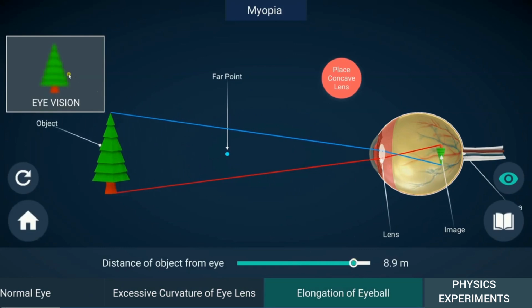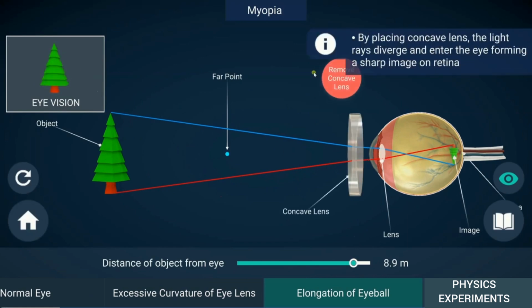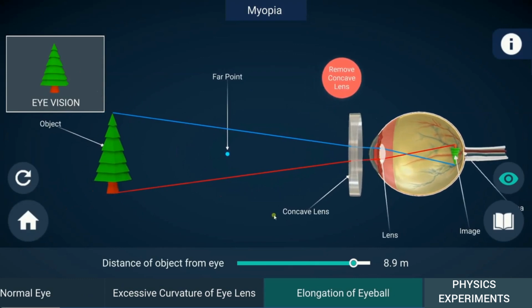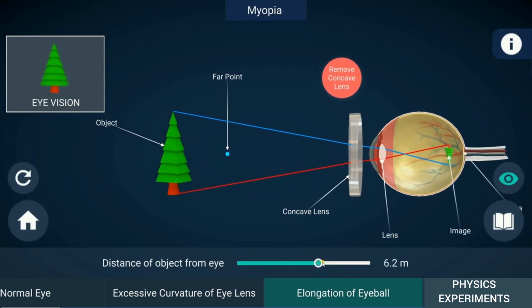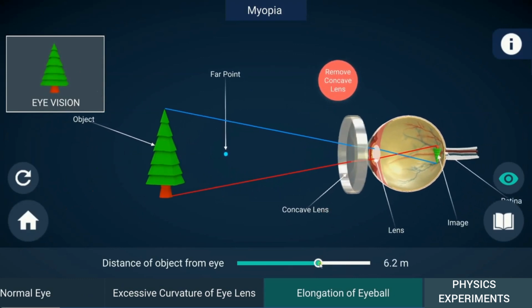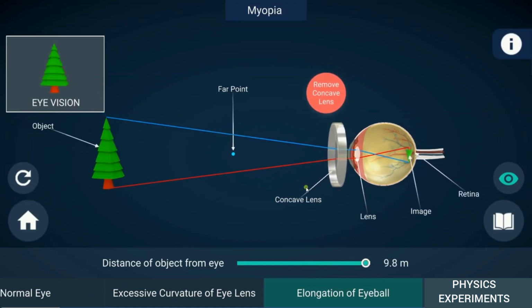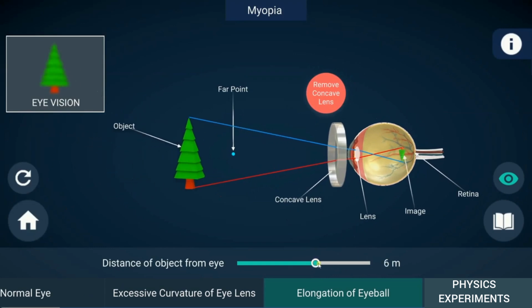We can correct this by using a concave lens in front of the eye. Place a concave lens and observe. We can see that a concave lens of suitable power diverges the light rays to form the image on the retina. The defect of vision, blurriness for distant objects, is called myopia, and it can be corrected using a diverging or a concave lens.